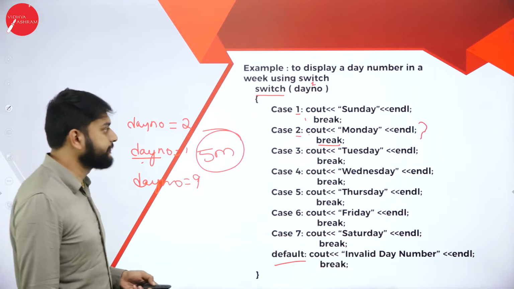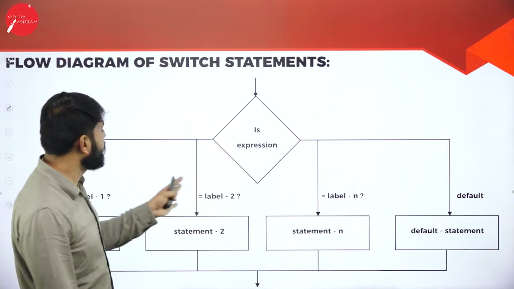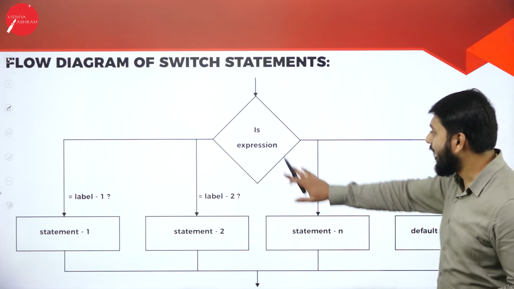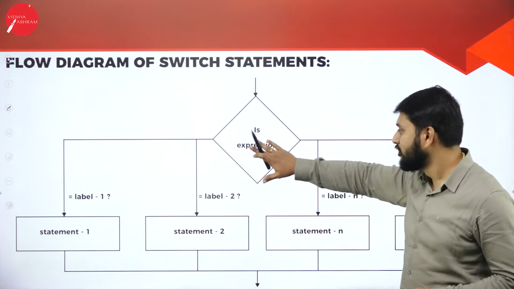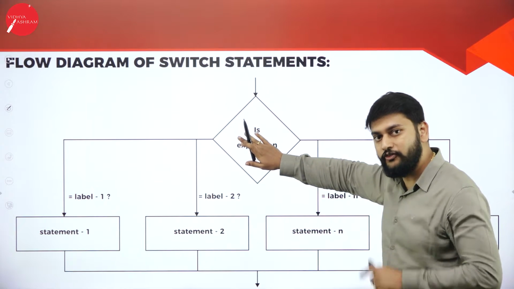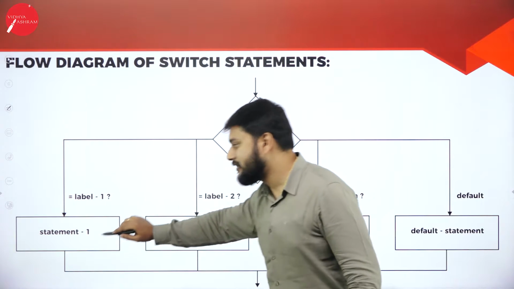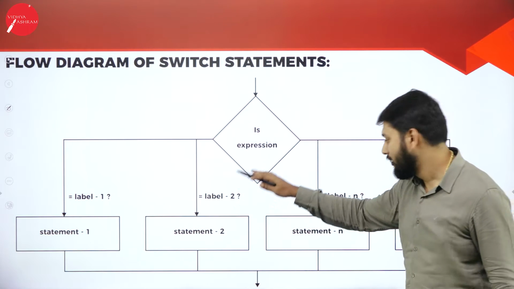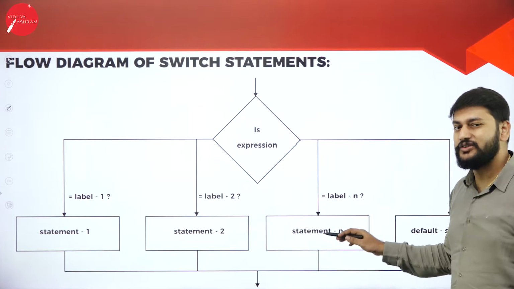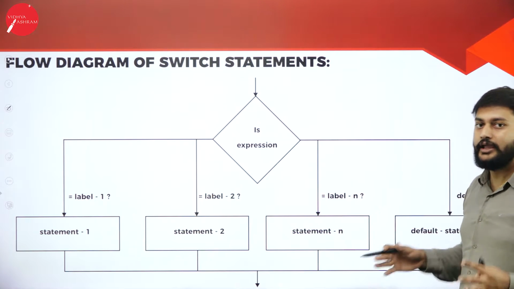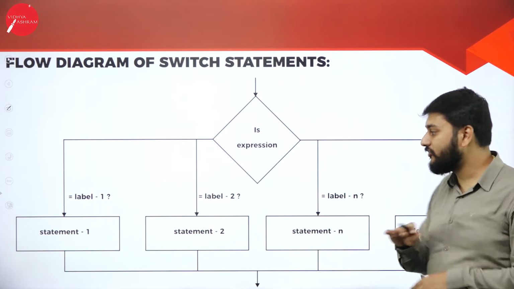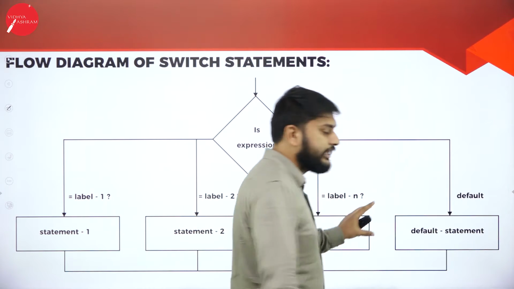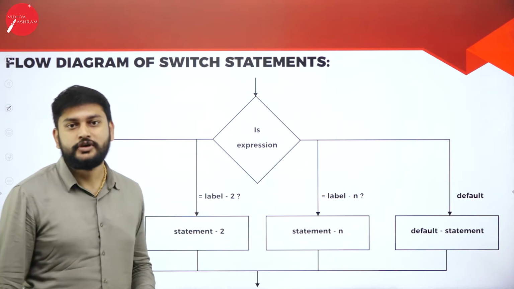So let me just go back. So guys, this is the flow chart for all of you with respect to the switch statement. I have the expression here, that is switch expression. If I give 1, this statement will be executed. Suppose if I give 2, the label is 2, so this statement will be executed. If I have given 3, this statement will be executed. Like that I can have n cases. Suppose I have not given any of these values, so the default statement will be executed. Default statement will be executed is what you have to remember.